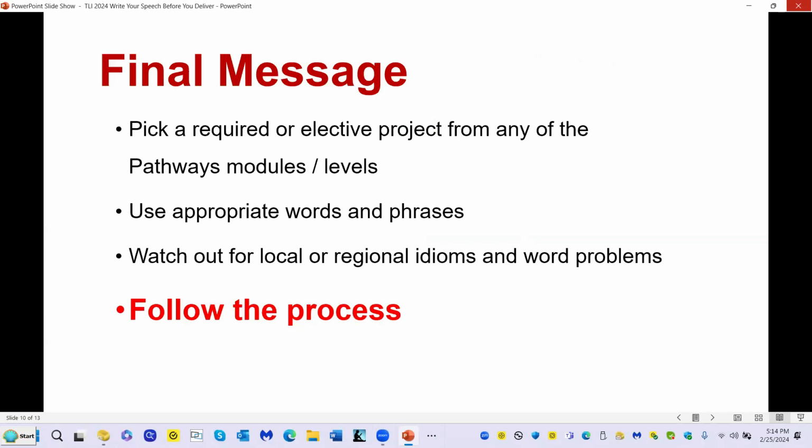So the final message: pick a required or elective project for any of the pathway modules or levels. During Toastmasters, we have the opportunity and the gift to use as many speeches as we want. There are so-called required speeches that you cannot complete the whole pathway module without, but there are a lot of elective projects, and I personally think that they have a lot to offer, and you can learn a lot from those elective projects.